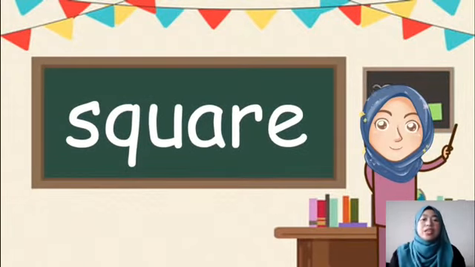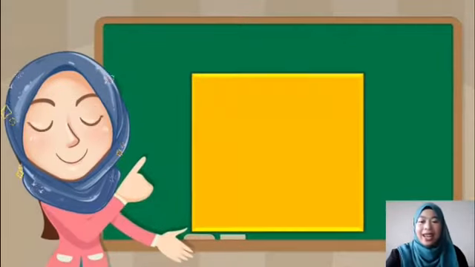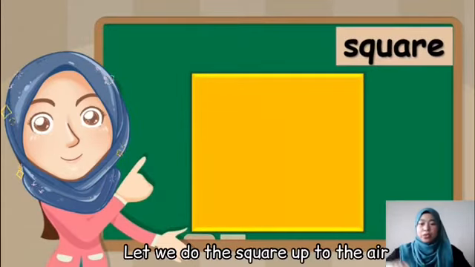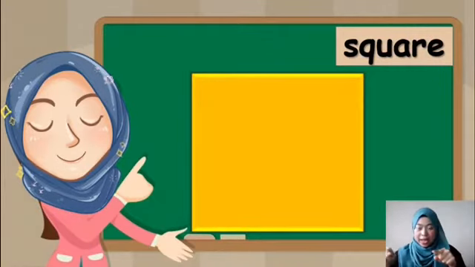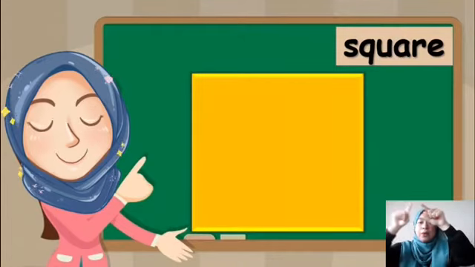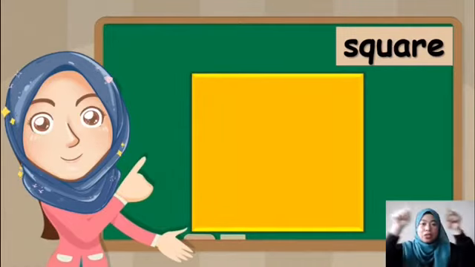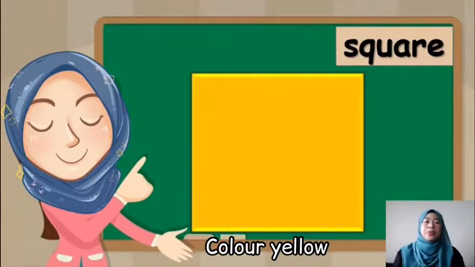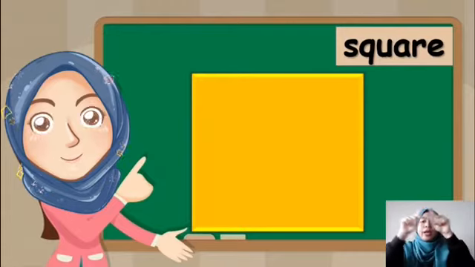Square. Square. Can you repeat? Square. Good. Let me see the square shape. Square. Okay, let me draw the square up in the air. 1, 2, 3. Go straight down and again. 1, 2, 3. Okay, square. Okay, let's do it together. Square. Okay, what color is that? Color yellow. Yellow. Can you repeat? Yellow. Okay. Square. Good.